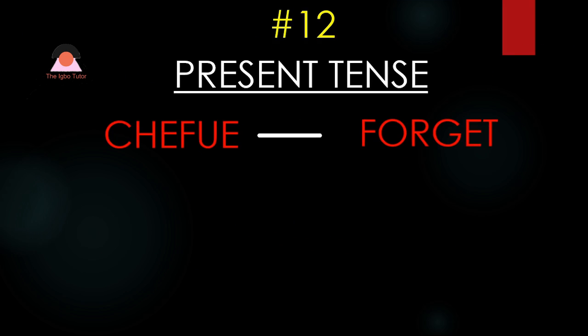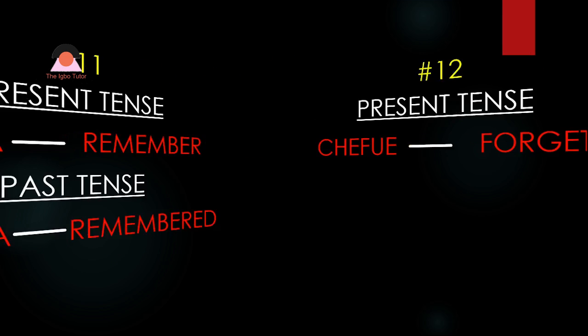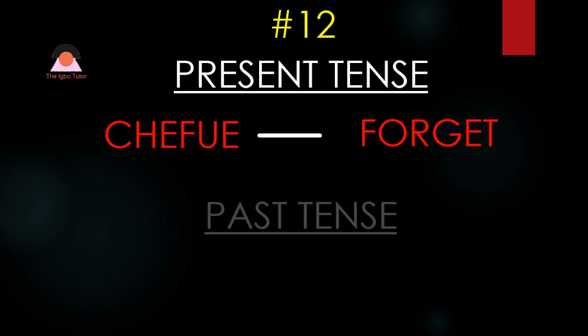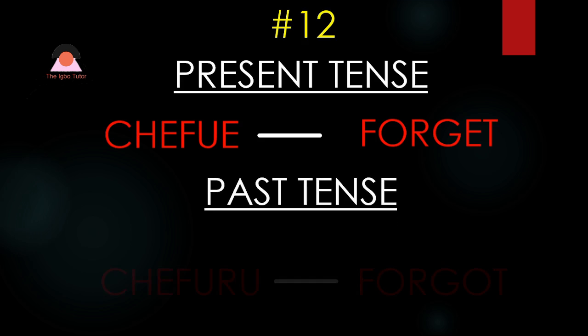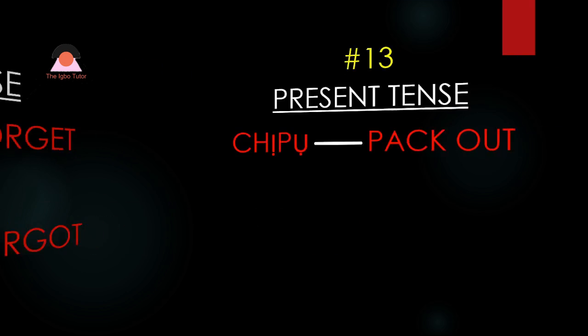The word is chefu. This is the opposite of cheta. Of course, cheta is remember. This is the direct opposite. Chefu or chefue, forget. Sometimes we replace the E at the back with O to sound chefu, but in this case, chefue. Let's look at the past tense of this. The past tense is chefuru. Chefuru, forgot. Chefue, present. Chefuru, forgot, past tense. Let's move on to number 13.